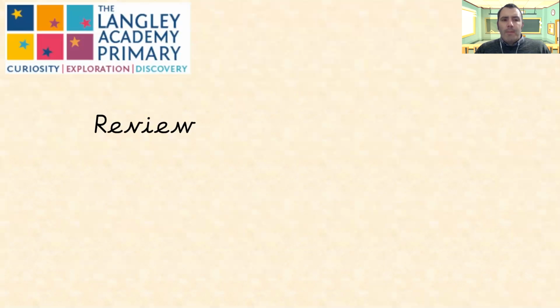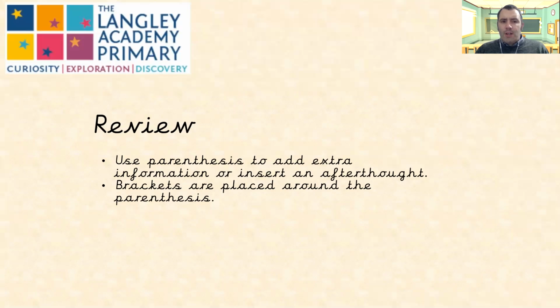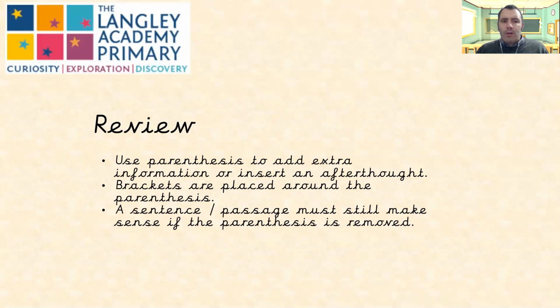So to review, we use parenthesis to add extra information or insert an afterthought. Brackets are placed around the parenthesis. So the extra piece of information we'll place the brackets around. A sentence or passage must still make sense if the parenthesis is removed.